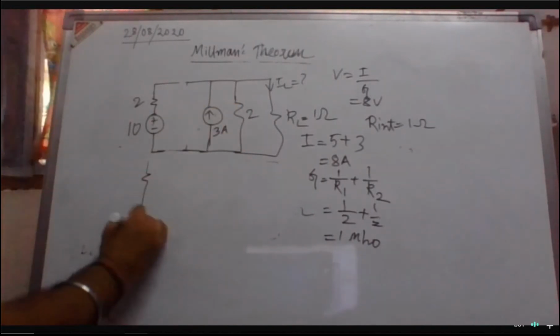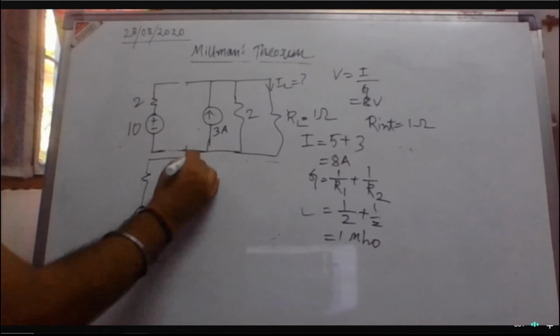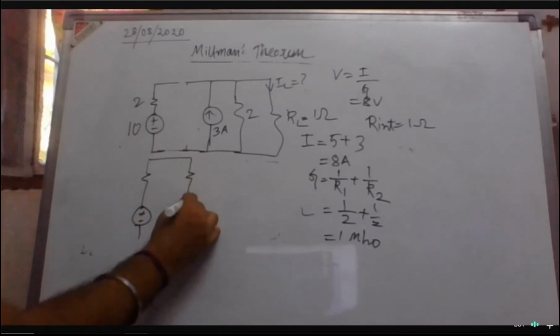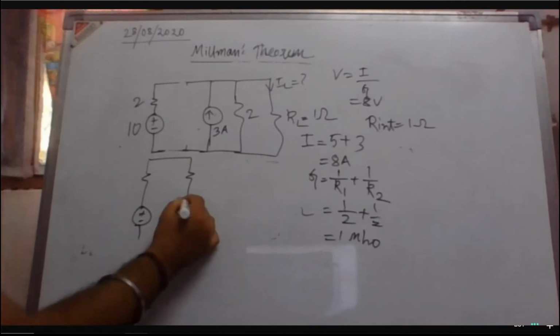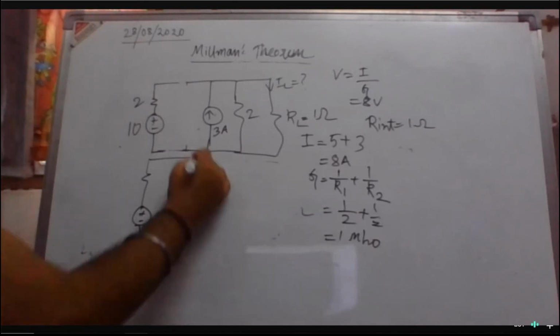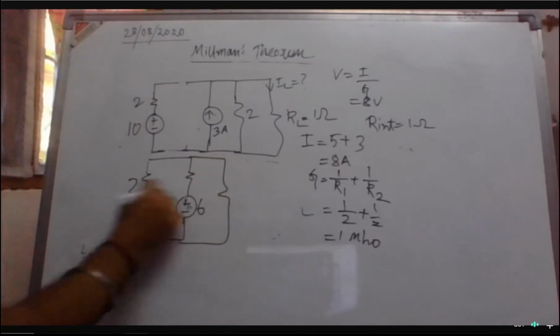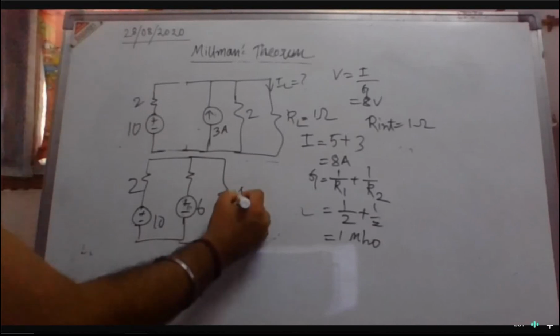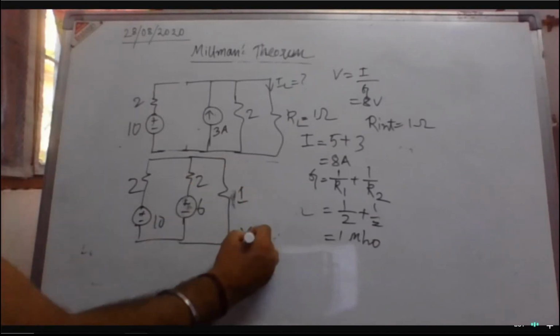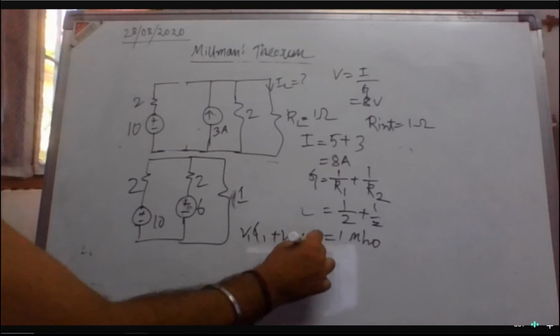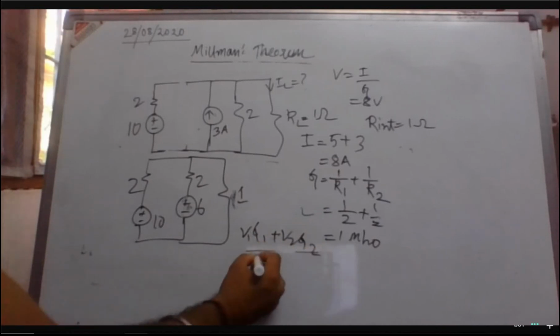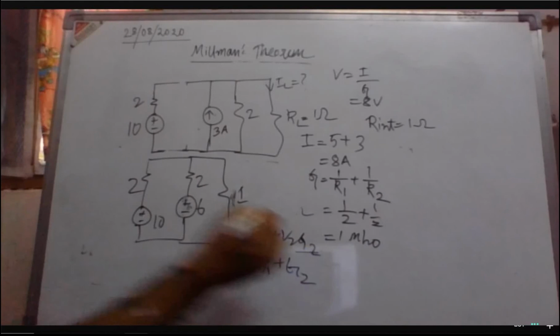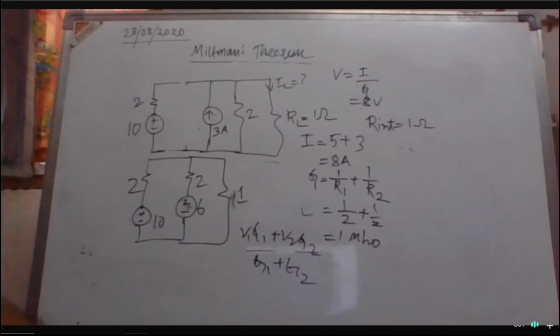So your circuit will look like 10 by 2, which is coming in series, and this will be the voltage source, equal to 3 into 2, that is 6, and this is your RA. So 10, 2, and RA1. Then you will apply Millman's theorem: V1G1 plus V2G2 divided by G1 plus G2. Understood, everyone? Everyone has got this? Okay, fine.